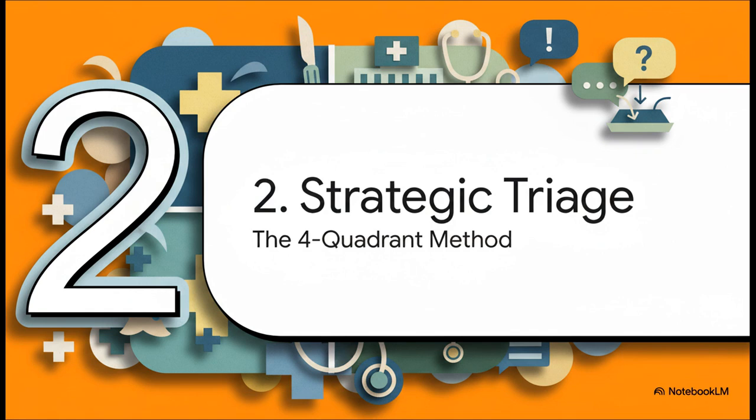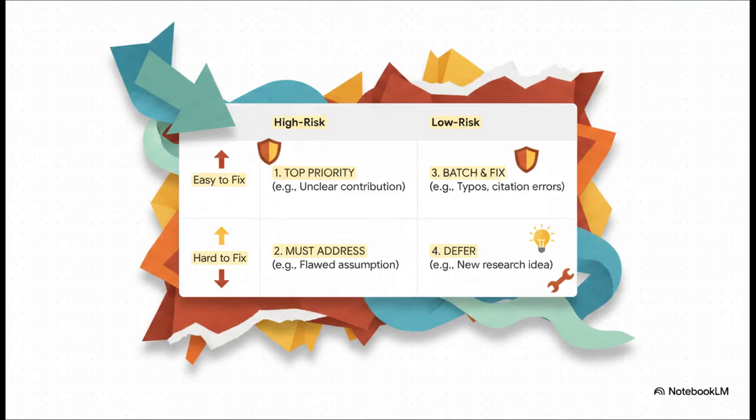This is where we get to the core strategy. You have to stop answering comments one by one in the order they were written. Instead, you need to think like an ER doctor. You have to triage, and we're going to use the 4-quadrant method. This is your framework. It looks a little intense, but it's actually super simple. You're going to take every single comment, and I mean every single one, and sort it into one of these 4 boxes based on just 2 questions.